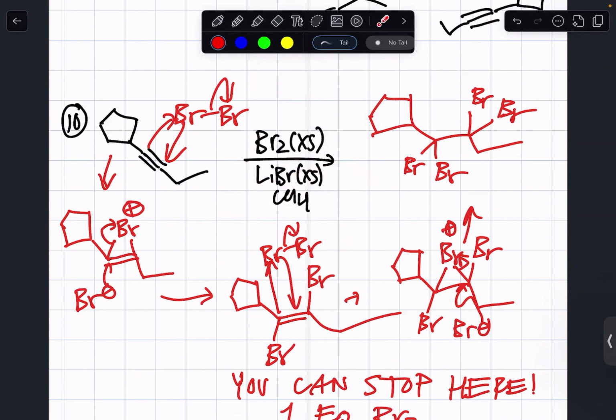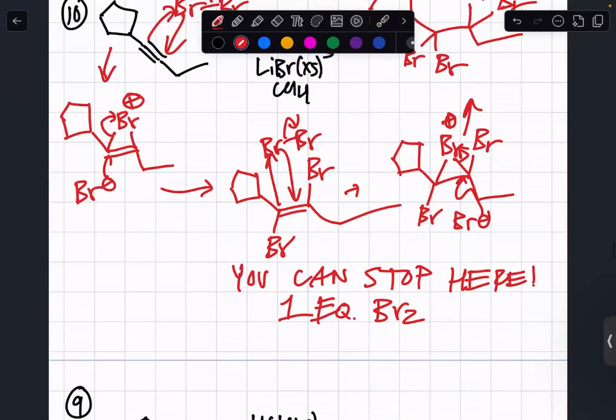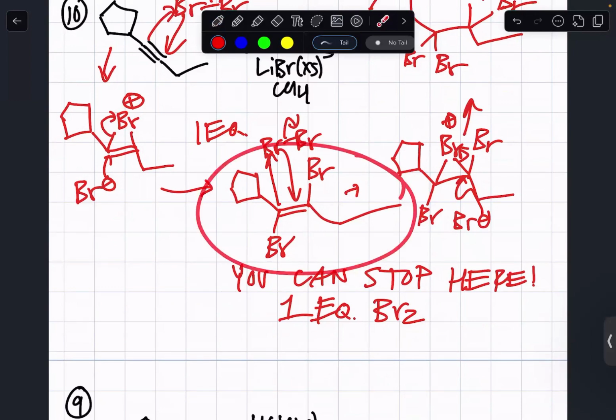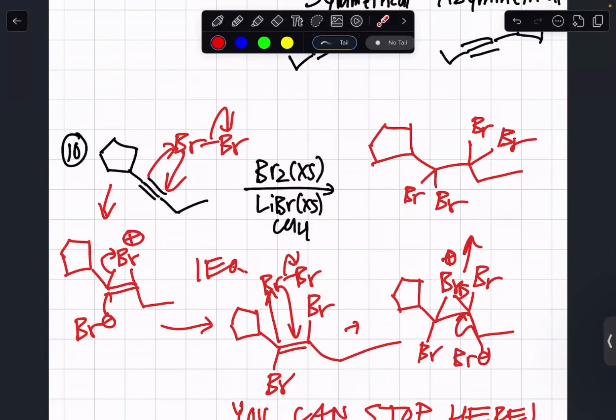So I'm saying that if it was 1 EQ of Br2, we stop at the alkene. But if you had excess, we keep going to the alkane. Yes. If you had 1 EQ of Br2, you stop here at the alkene with the vicinal dihalide. But if you had excess, then you end at the alkane with the vicinal tetrahalide. Yeah. Okay.